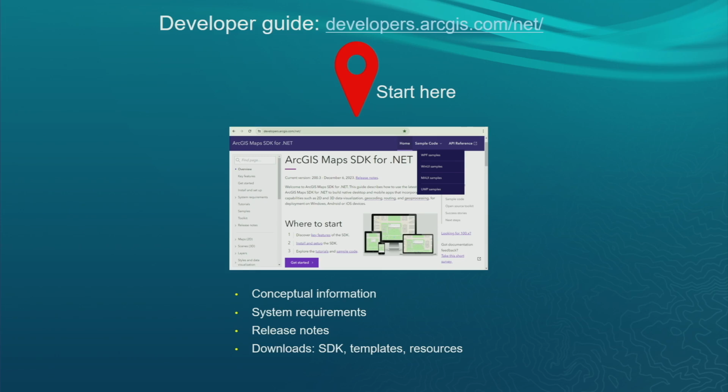developers.arcgis.com/net. Maybe you guys have been here before. Here's where you're going to find all the conceptual information. What kind of stuff can I do with the SDK? How do I work with maps, device location, 3D, or geotriggers, all that kind of cool stuff? What kind of system requirements do I need for my development machine and for my target machines? What are the licensing considerations? All that stuff is here, the high-level documentation you'll need to get started.